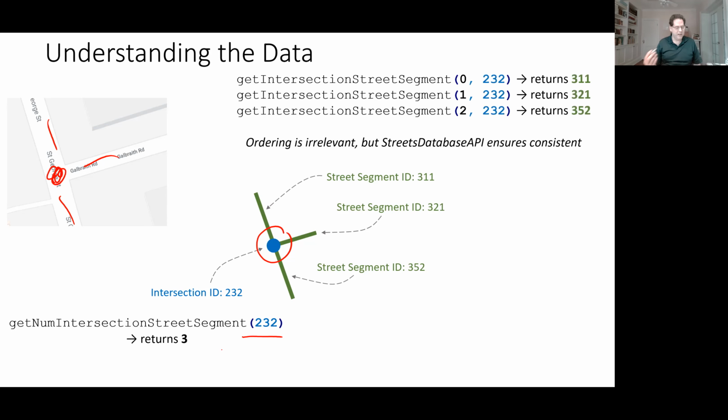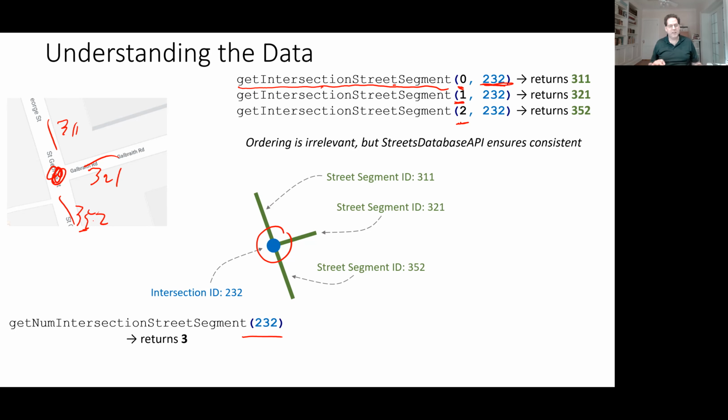And then we want to know what the IDs of those 3 street segments are. So we're going to make this other API call, get intersection street segment. So from the intersection, get me the street segment. I'm asking about intersection number 232, and I want the 0th, or the first, street segment that touches it. So maybe that's 311. That's the ID of that. Then I ask, well, okay, give me the next one, the number 1 street segment. So that gives me maybe 321 as the ID of that. And then give me number 2, the last one, which is 352. Okay.